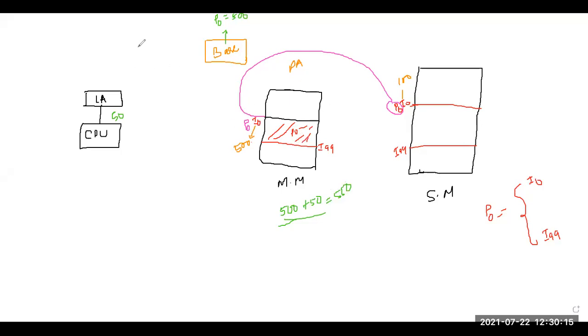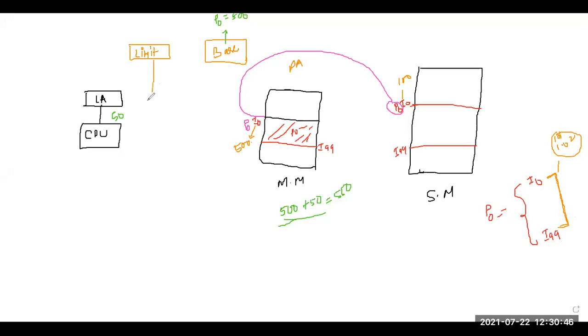So how can we check? There is one more thing there, that is the limit register. What will the limit do? Limit will check whether the instruction is within the limit of the program. Here, what is the limit? Limit is 100. If I execute beyond 100, like 101 or 102, this is not accepted because these instructions are beyond this program.